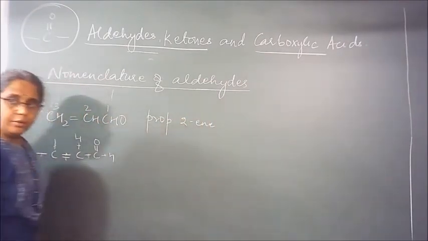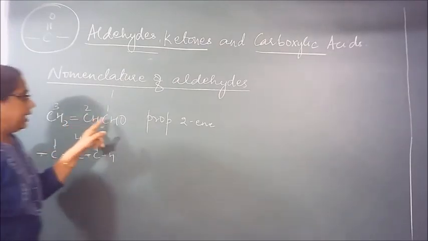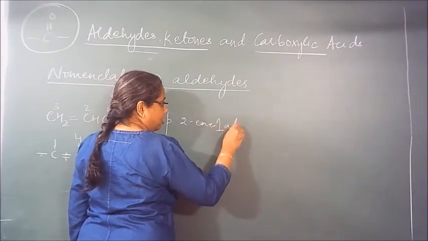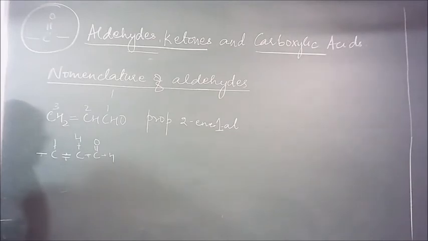2-ene. Correct? Prop-2-ene. At the second position you have the double bond. The -al is at the first position. So please write prop-2-en-1-al.